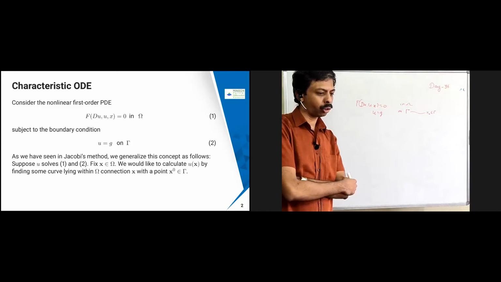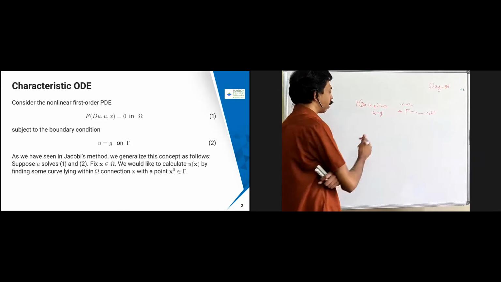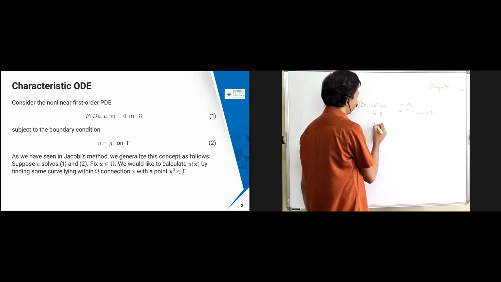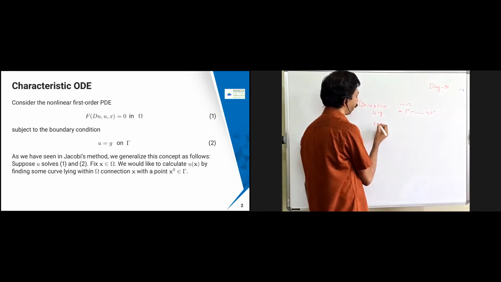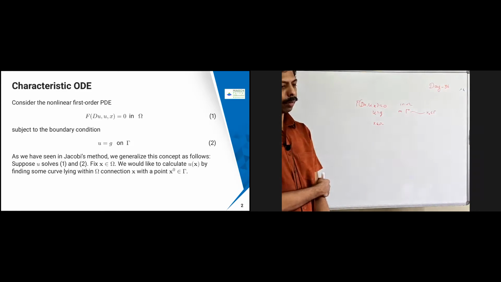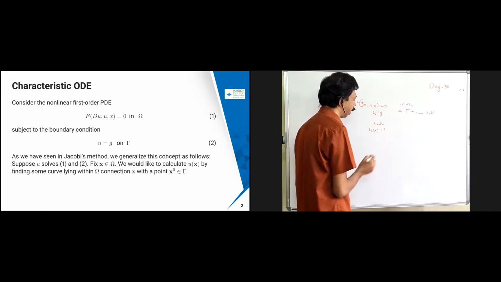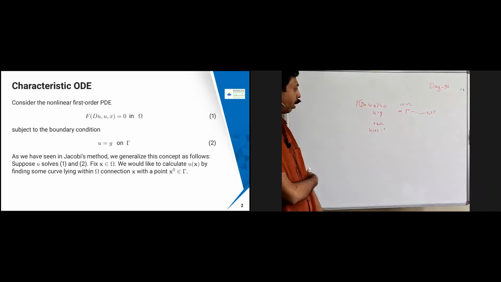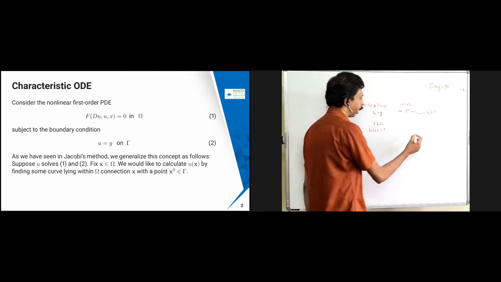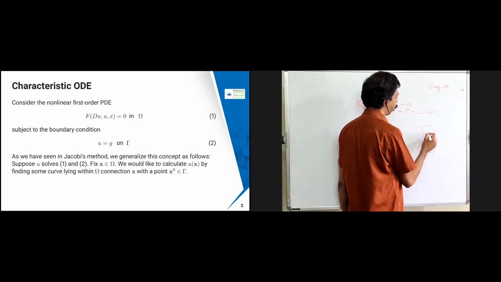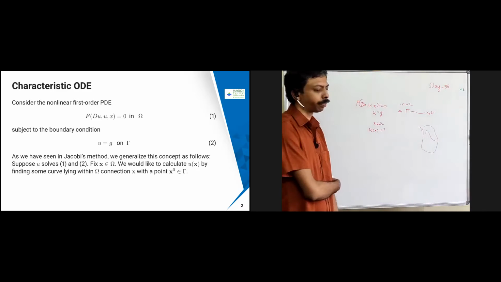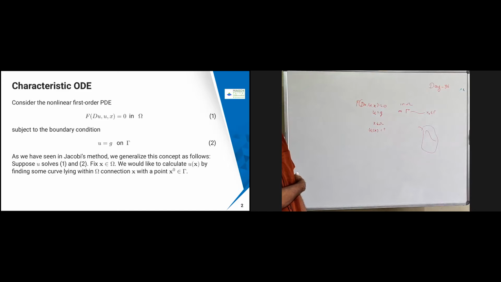First, I am going to fix an omega, so omega is given. I fix an x in omega. Then we want to find what is my u of x. That is my question, and that's what we are trying to do from the beginning of our lectures. In this lecture we are going to find u by finding some curve lying within omega.